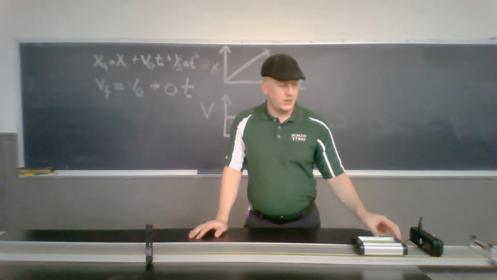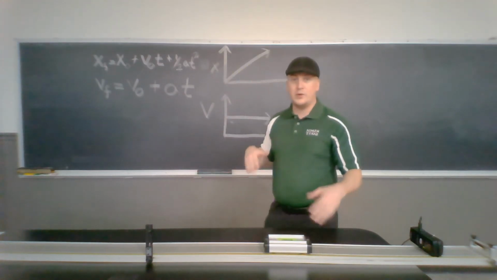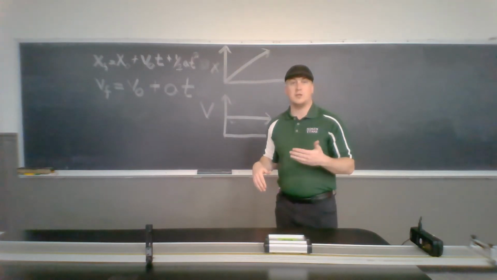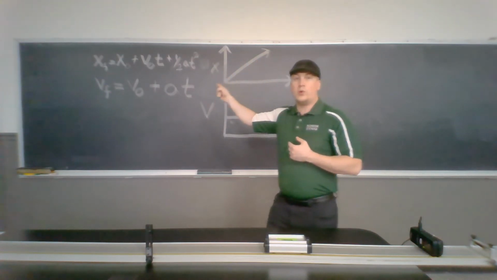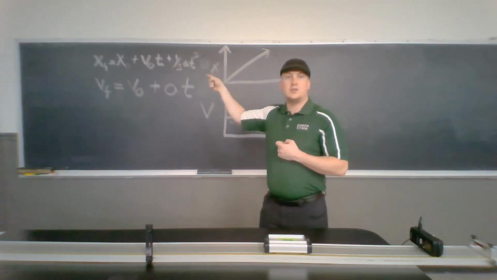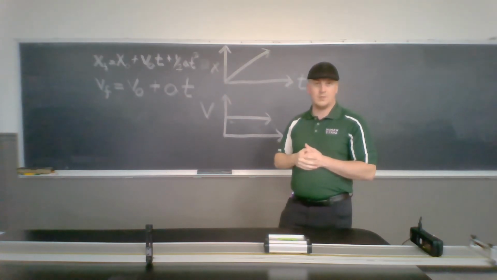So with this, if I was to push this cart, we should just see that this graph, if we were able to look at the time with respect to position, should just look like a straight line on the board, whereas x is on the vertical axis and time is on the horizontal axis, as you see on the board.